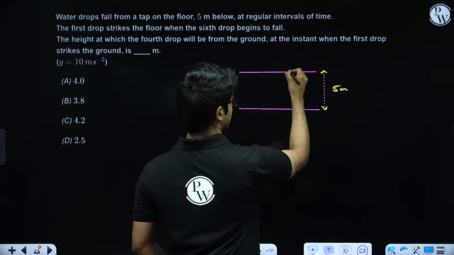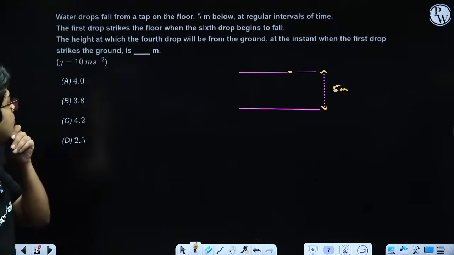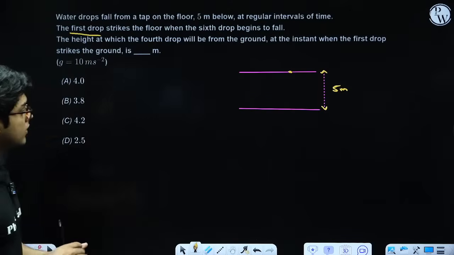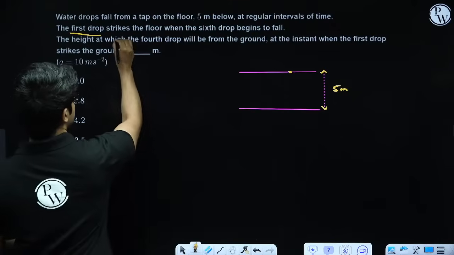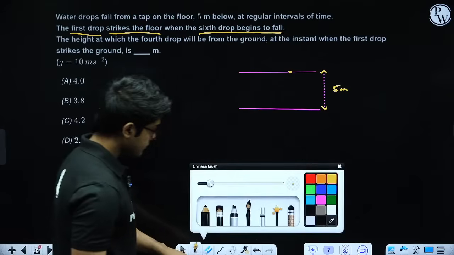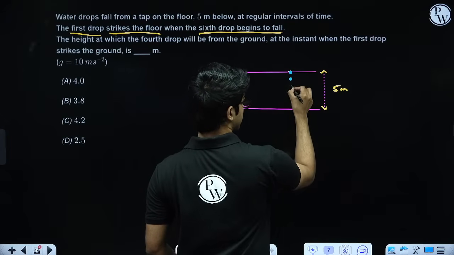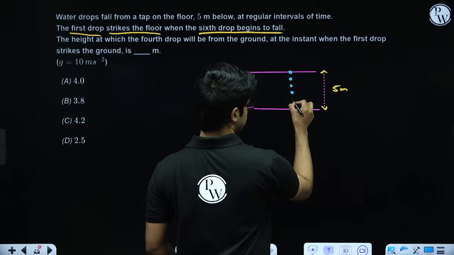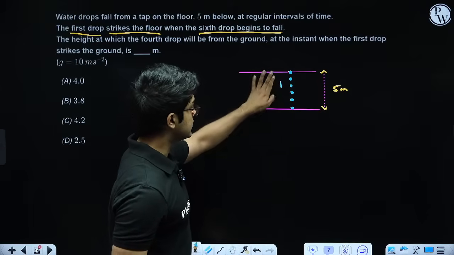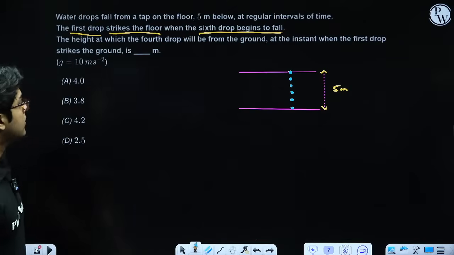Here we have some sort of a tap and drops are falling. The statement says the first drop that comes out of the tap strikes the floor when the sixth drop begins to fall. So the situation looks something like this. This is the sixth drop. The fifth will be somewhere here, fourth, third, second, and the first one hits the ground. So first, second, third, fourth, fifth, sixth. The sixth one is still on the tap. This is the situation they have mentioned.